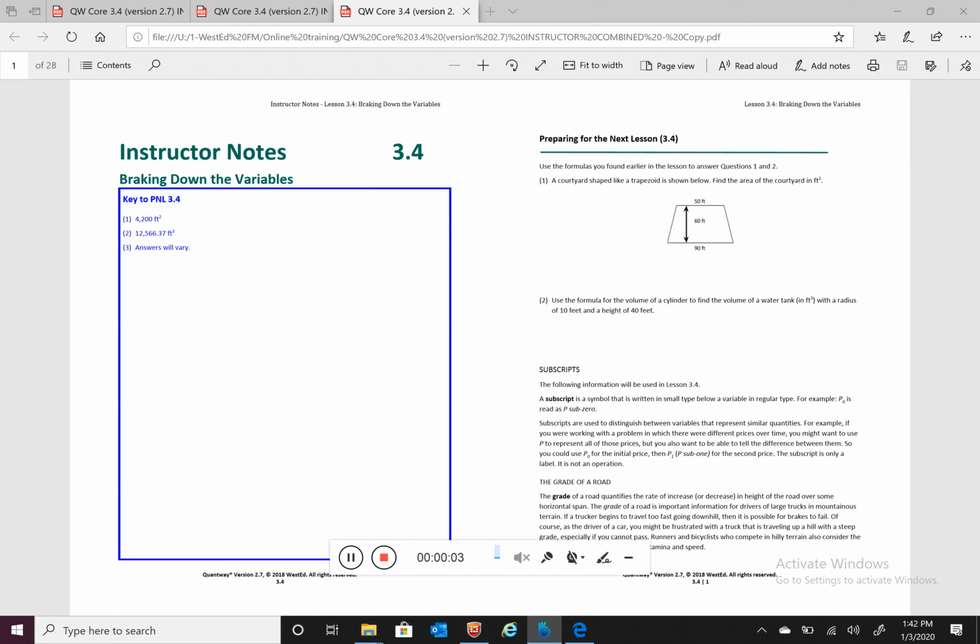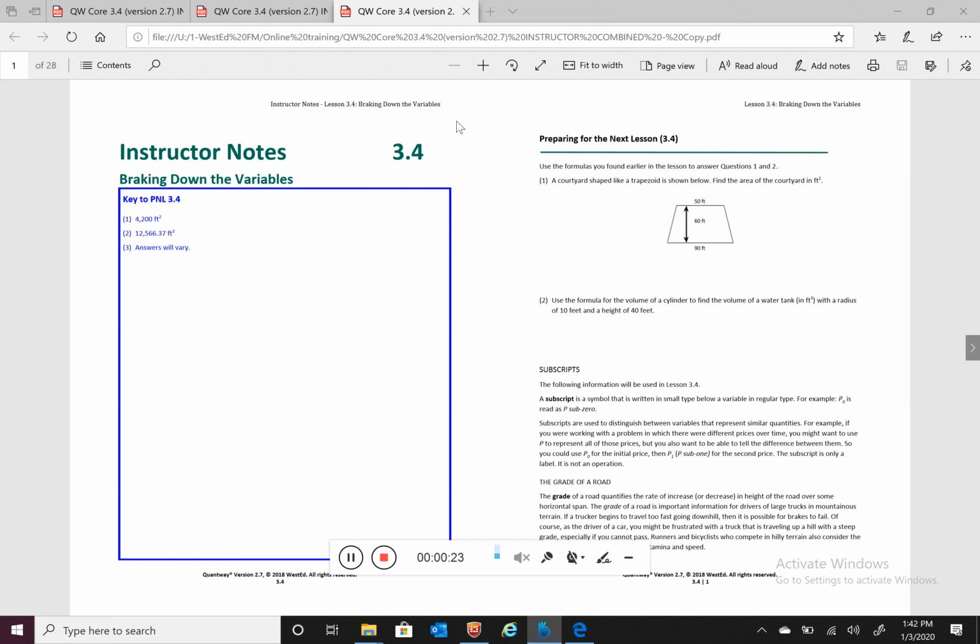In session 4, you will be previewing a set of instructor notes and answering several questions. In preparation for this activity, I would like to take you through the QuantWay Core instructor notes for lesson 3.4, which is entitled Breaking Down the Variables.